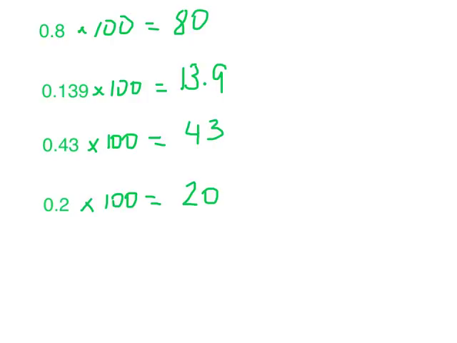So if I were to order them from least to greatest, I see that 13.9% is the smallest. So I'll put a 1 there. Next biggest would be the 20%. So that's second. Next would be the 43%. That's third. And 80% is the largest. So that is fourth. So a very quick and easy strategy to order your decimals by turning them into percentages by multiplying by 100.